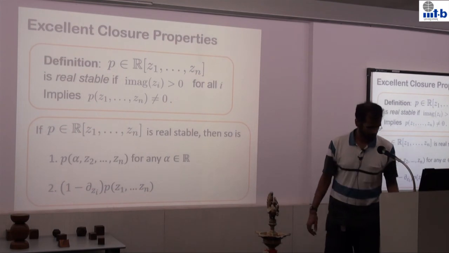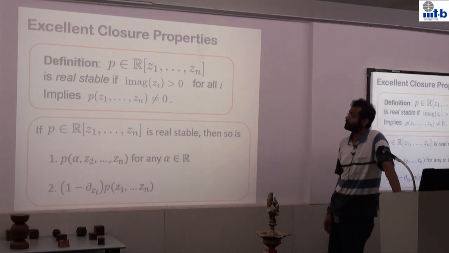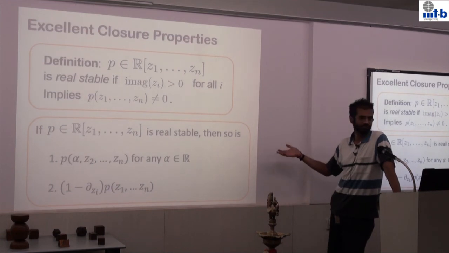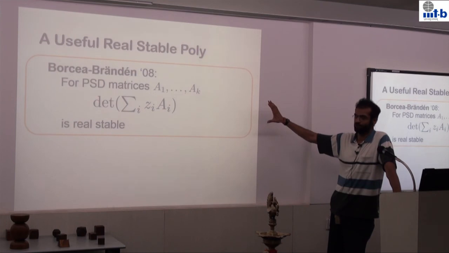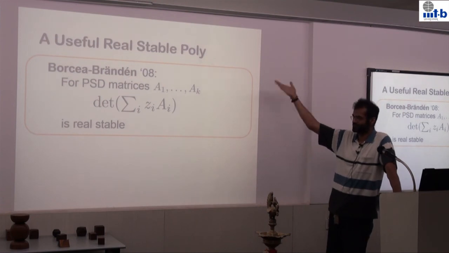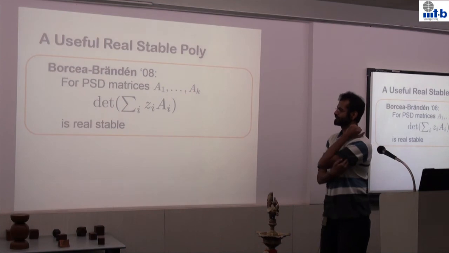Okay. So I just told you that there are some closure properties, but I need to start with something that's real stable, right? And there's a very canonical real stable polynomial that you always start with in these proofs. This must have been around for several decades, but the place where I've seen it written down is Borcea and Brändén.